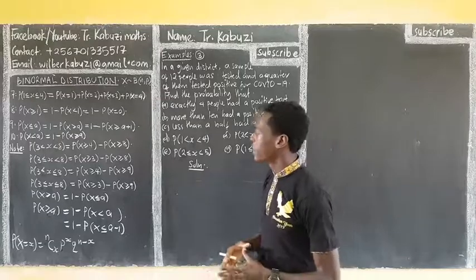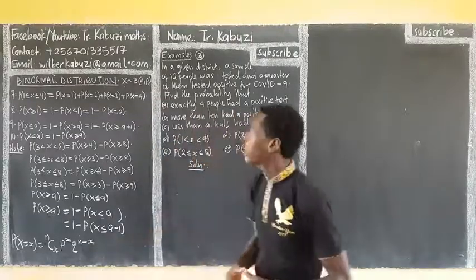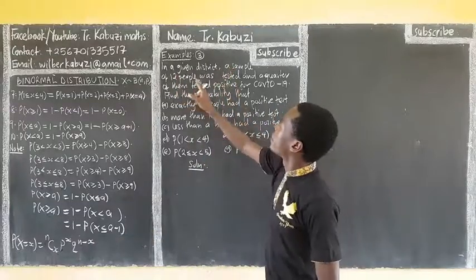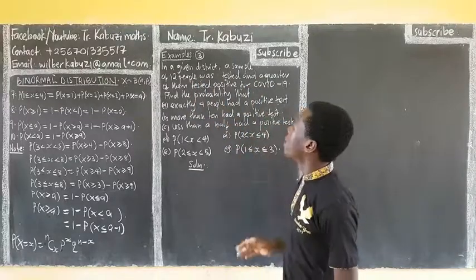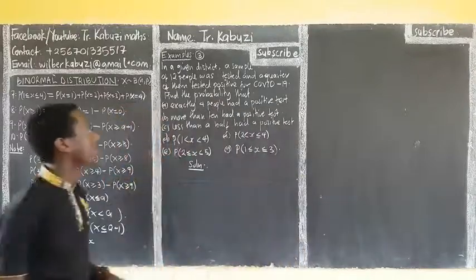So now let's go to the question because we have seen this formula and we have used it. In a given district, a sample of 12 people was tested and a quarter of them tested positive for COVID-19. Find the probability that exactly 4 people had a positive test.